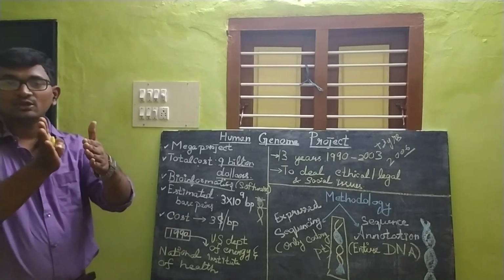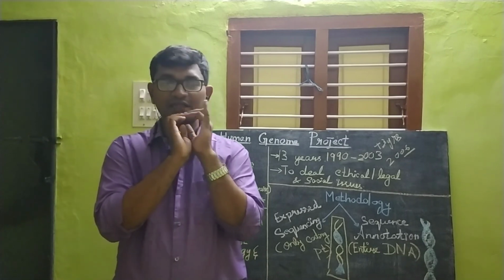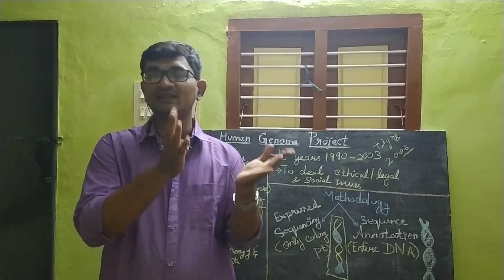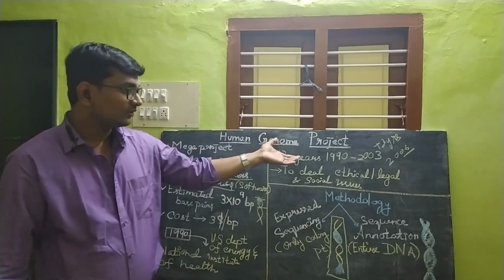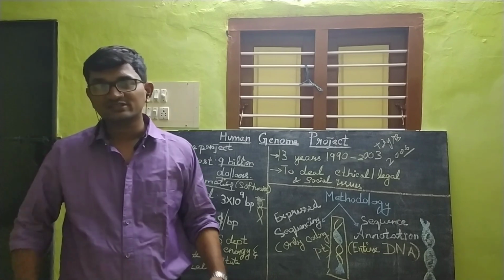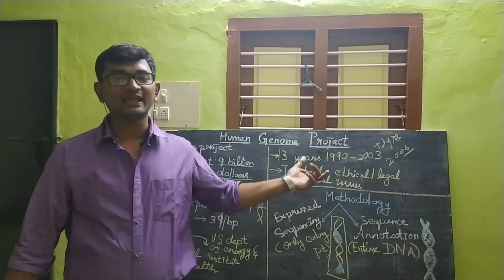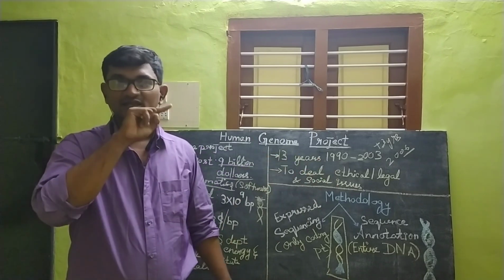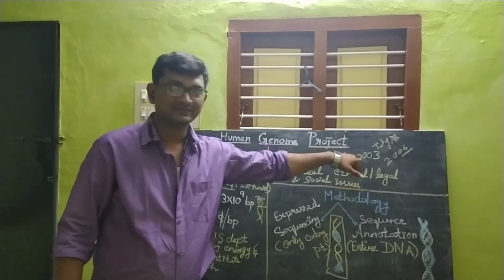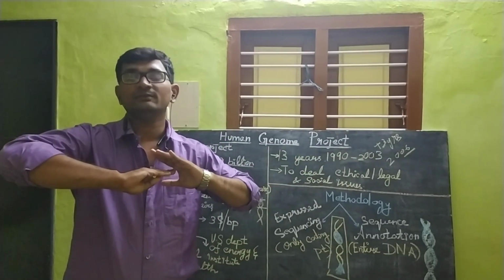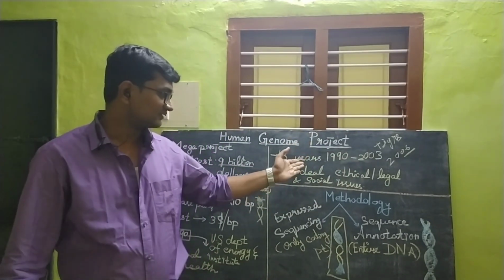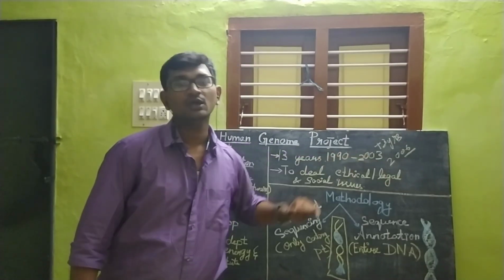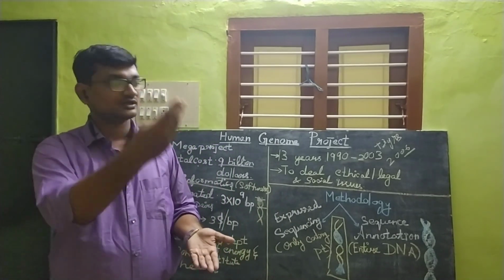So when was the Human Genome Project started? It was started in the year 1990 by the US Department of Energy and the National Institute of Health. The minimum estimate to complete the Human Genome Project was 13 years. 1990 plus 13 is 2003, but it did not finish within the estimate. It went on for 3 more years and was actually completed in 2006.